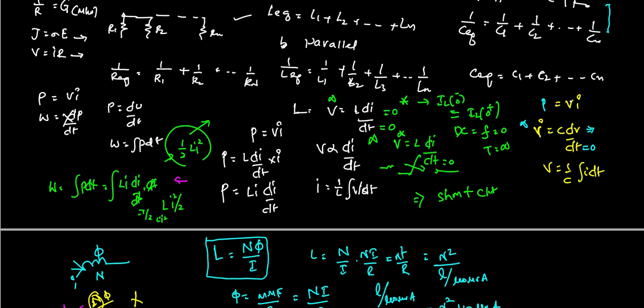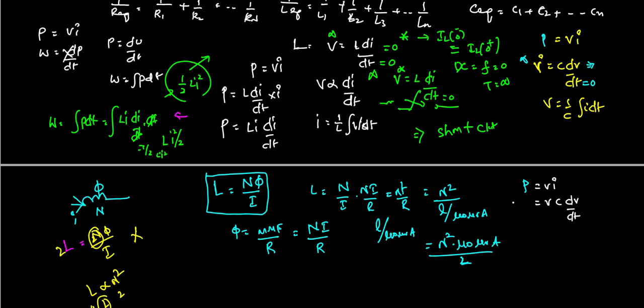Now look at power equal to VI, where I equal to C into dV by dt. Energy equals the integral of p dt. So you can see here C V dV by dt into dt, and that equals half C V square.